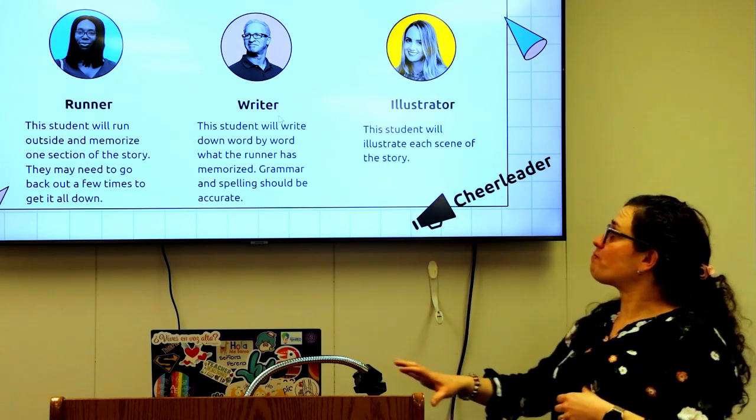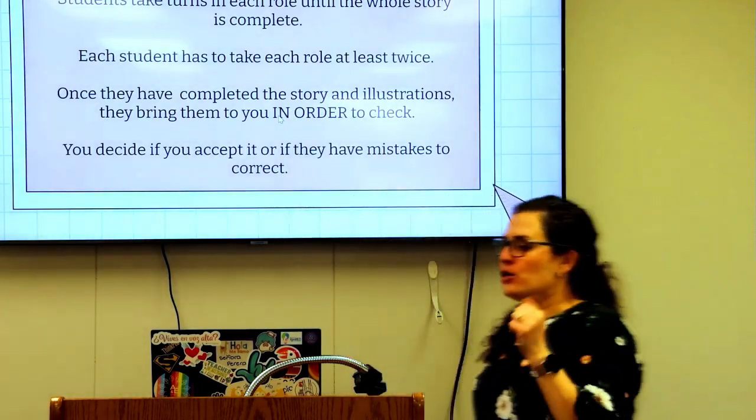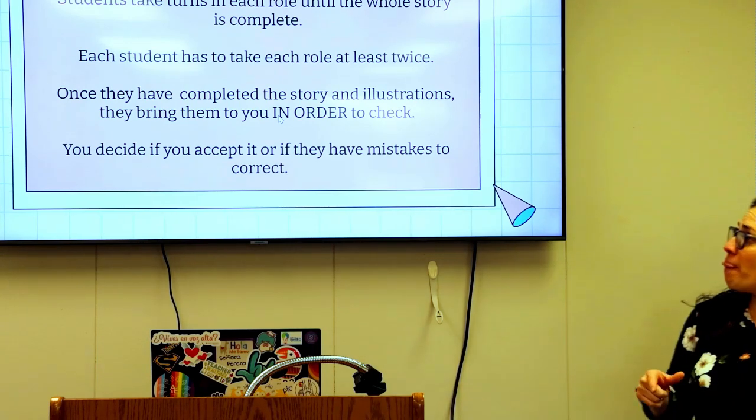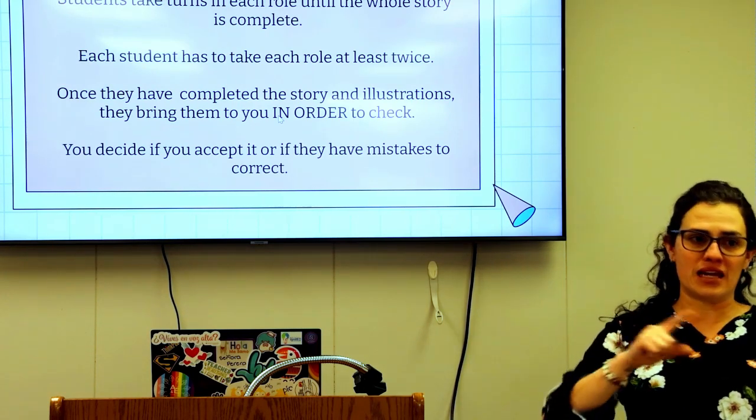And then they do, and they have to switch. So I have certain rules for them. So students take turns in each role until the whole story is complete. Then each student has to take each role at least twice. So you need to make sure that each student is going out.